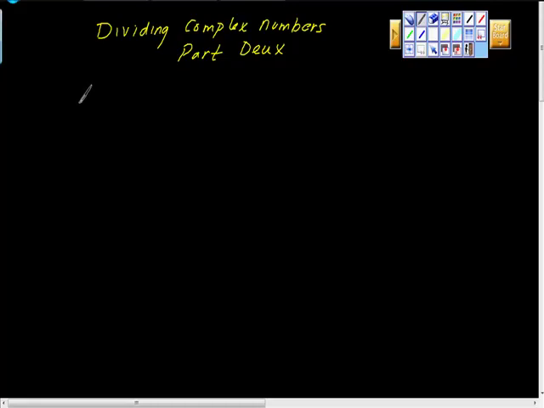Dividing complex numbers, part 2. All right, here's our next problem. How will we do this one? Negative 5 minus 3i over 4i.